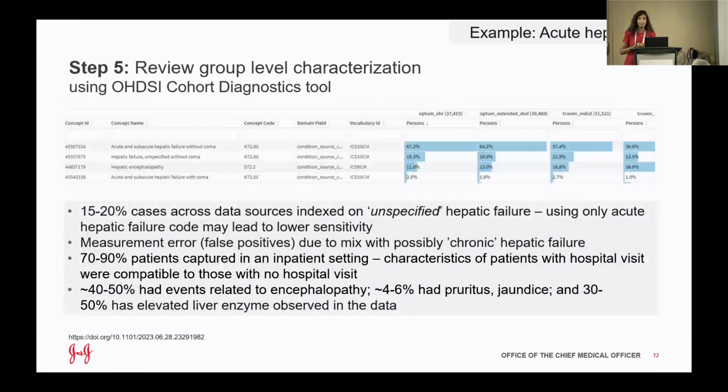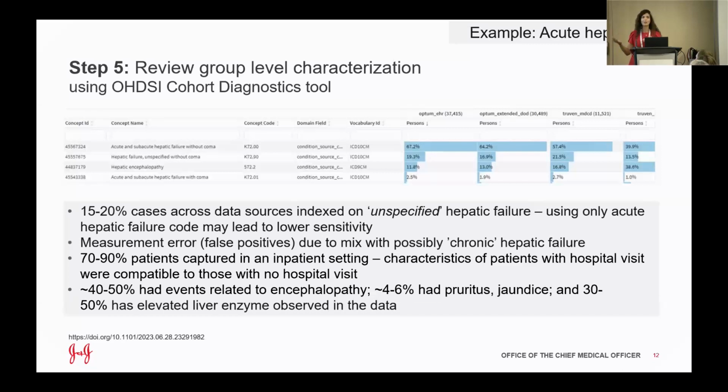Another report that you can get out of Cohort Diagnostics is that you can look at the distribution of the codes you included in your code list in the entry criteria among the people who met the definition. So you can see here that somewhere between 40 to 60% of the people were indexed on this code, acute hepatic failure without coma, which is a very nice specific code in the ICD-10. But you also see that about 15 to 20% were indexed on hepatic failure, unspecified. This is a code that is more of a high level that does not distinguish between acute and chronic. What that means is maybe up to 15 to 20% of the people you're capturing is misclassified acute hepatic failure or chronic hepatic failure.